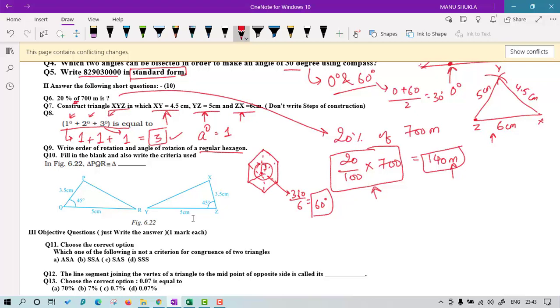So that's it about question number 9. The answer is 6 order and 60 degree the angle of rotation of this regular hexagon.